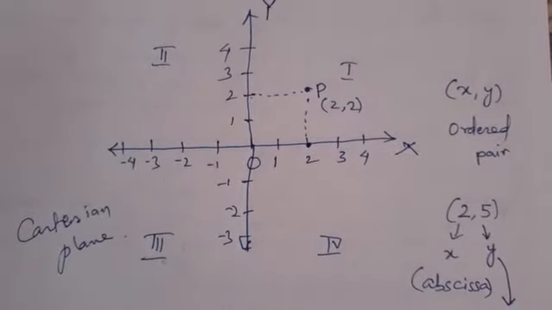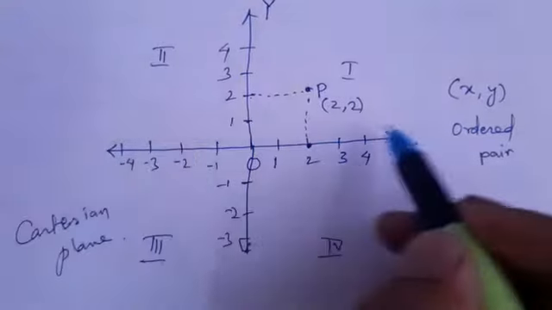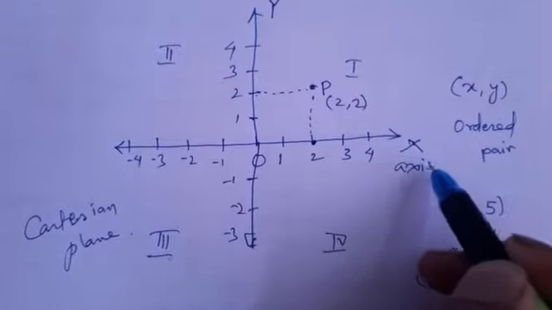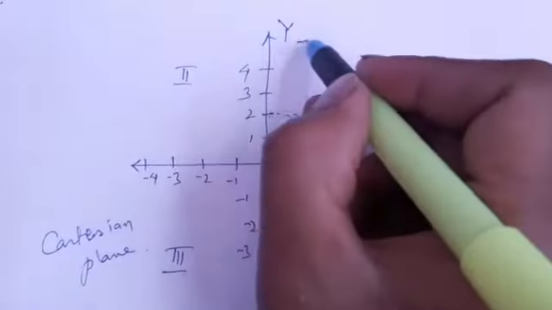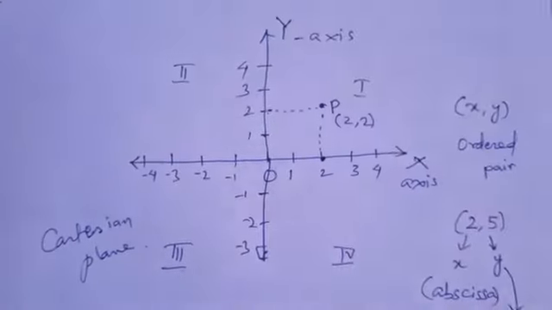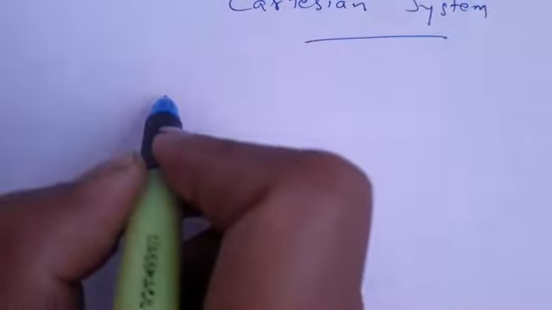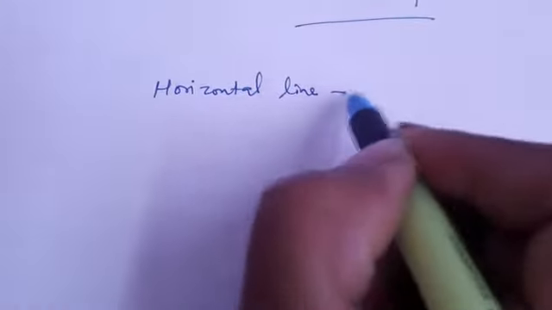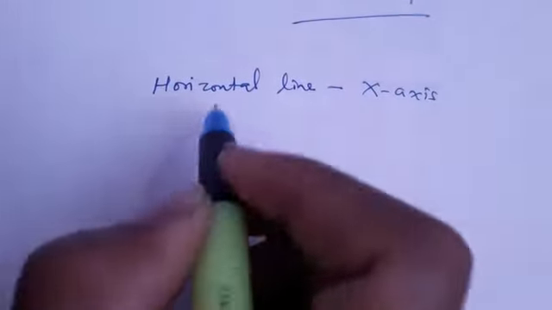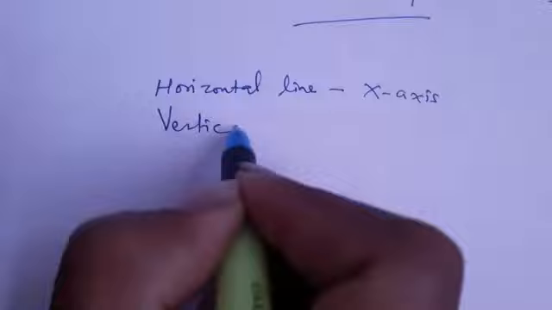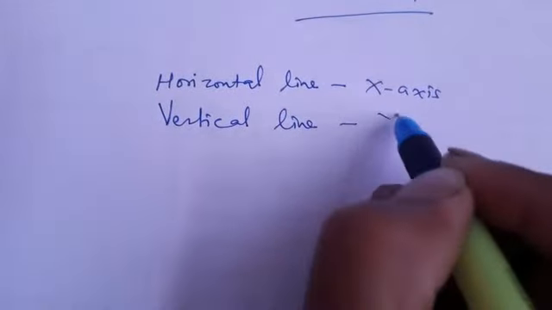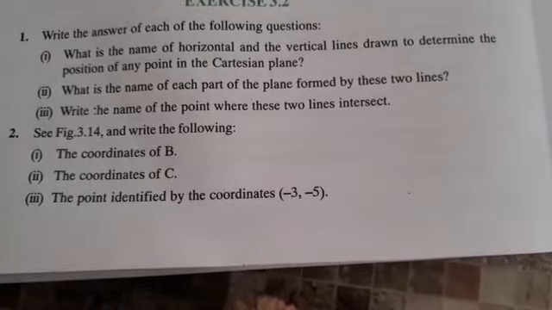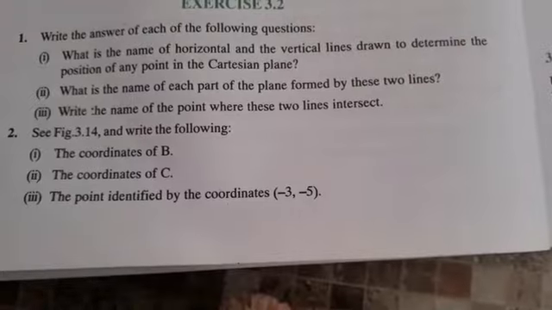So this is your Cartesian plane and this is the horizontal line. So what do we call it? X-axis. And the vertical line is called Y-axis. So the answer is, horizontal line is called X-axis and vertical line is called Y-axis.